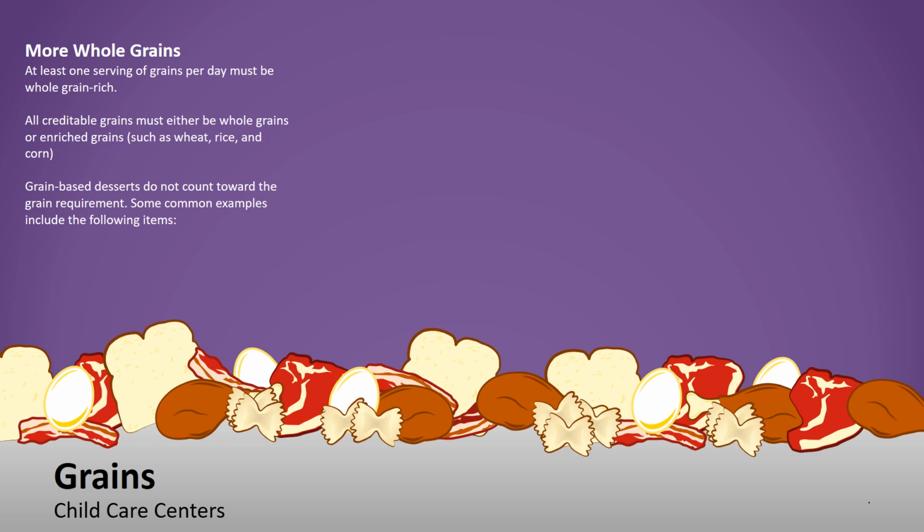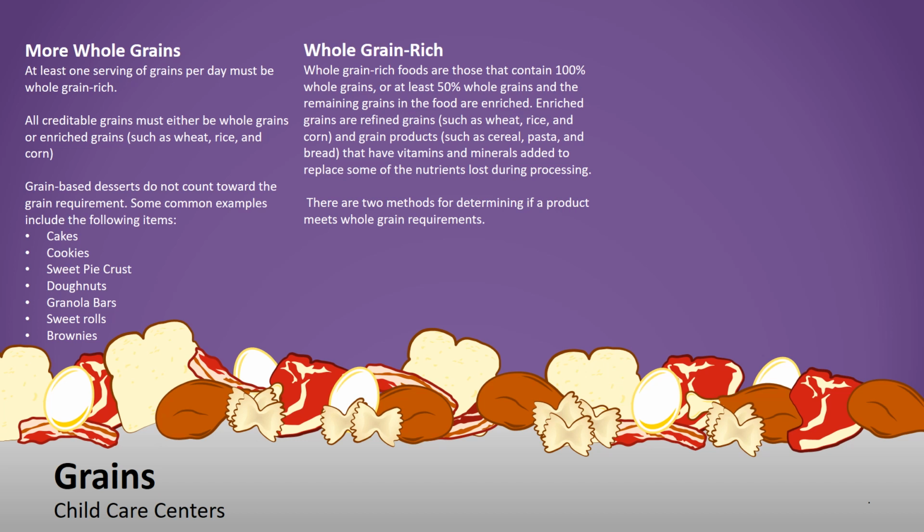Some common examples include the following items: cakes, cookies, sweet pie crust, donuts, granola bars, sweet rolls, and brownies. So what is whole grain rich? Whole grain rich foods are those that contain 100% whole grain, or at least 50% whole grains, and the remaining grains in the food are enriched. Enriched grains are refined grains, such as wheat, rice, and corn, and grain products such as cereal, pasta, and bread, that have vitamins and minerals added to replace some of the nutrients lost during processing.